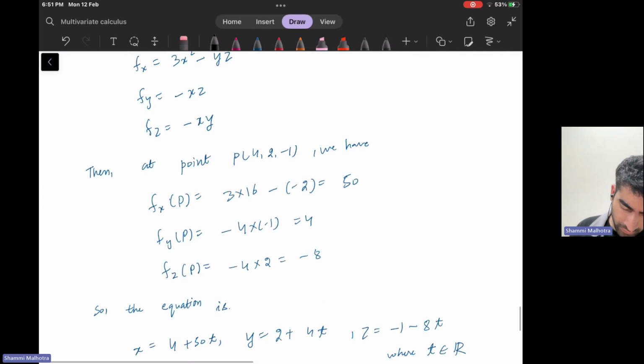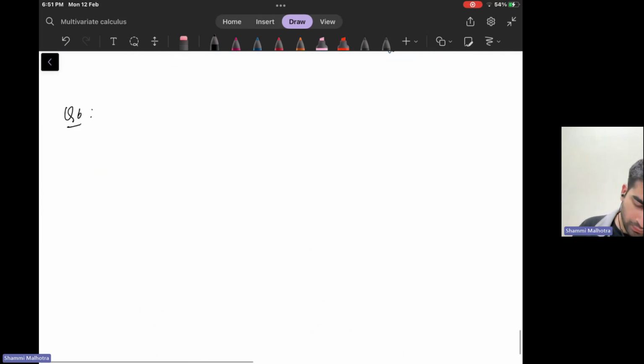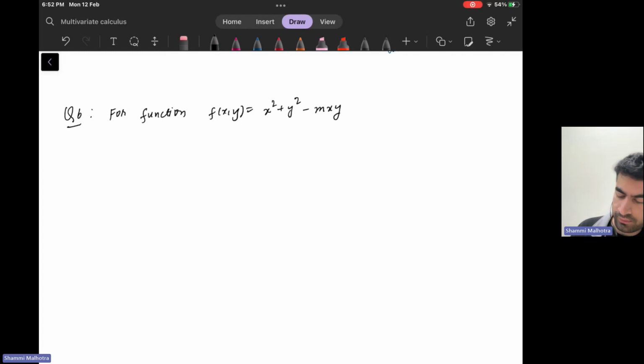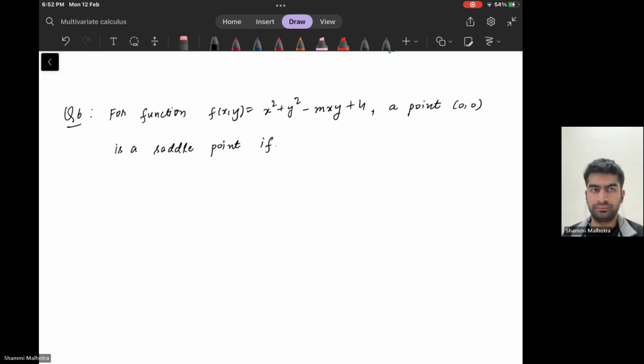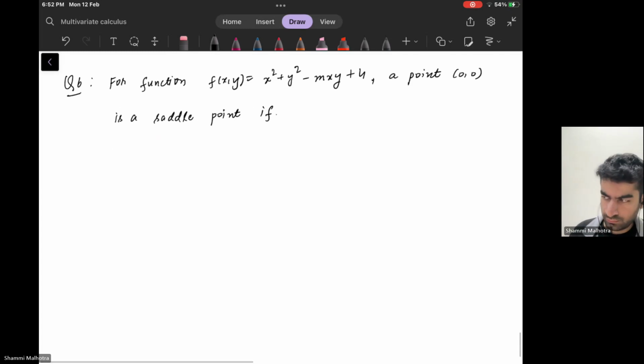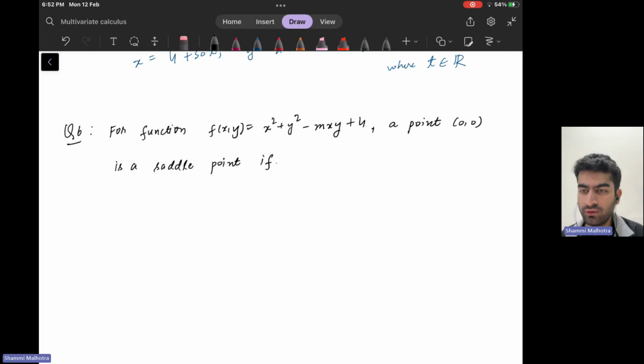Till now we have done 5 questions. So for the 6th question, for the function f(x,y) equal to x square plus y square minus mxy plus 4, the point (0, 0) is a saddle point if... So you have to find the values of m so that this function has a saddle point at the point (0, 0).